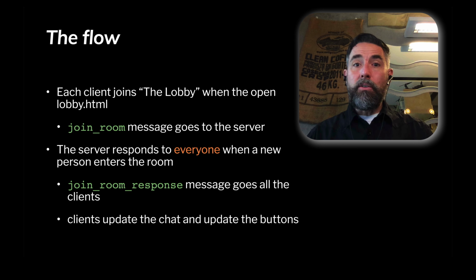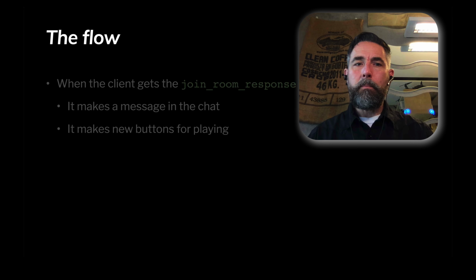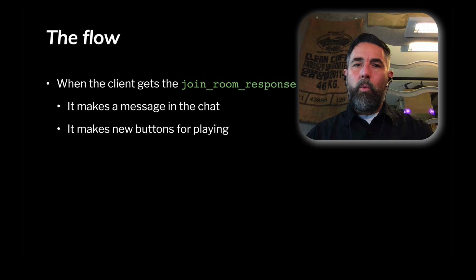When the client handles the join room response message, it's going to update the chat box saying that someone else has joined the chat, and it's also going to update the buttons that enable a player to choose and invite someone else. So there are two things going on: the chat messages, and the invite negotiation. When the client receives that join room response, it makes the message in chat announcing the arrival, and it makes those new buttons for playing.